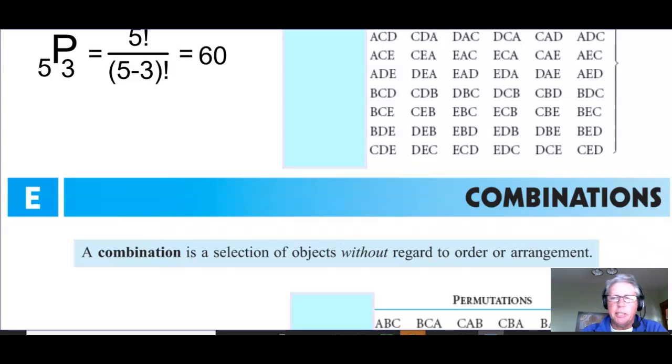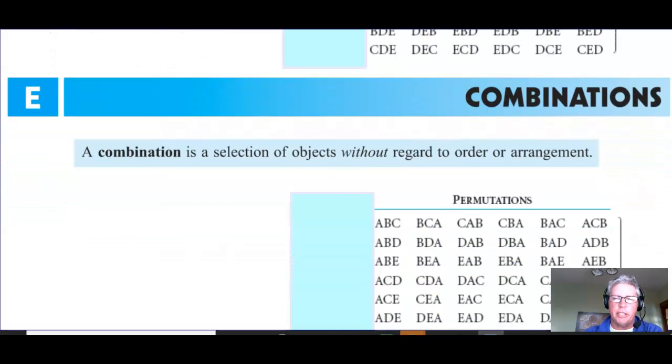Combination relaxes a little bit. It's like, how many groups can we get together instead of how many arrangements? So the combination is a selection of objects without regard to order or arrangement. It is the exact same idea of pulling things, but we're going to first get our number of permutations, and then divide out how many ways we can arrange those R objects.